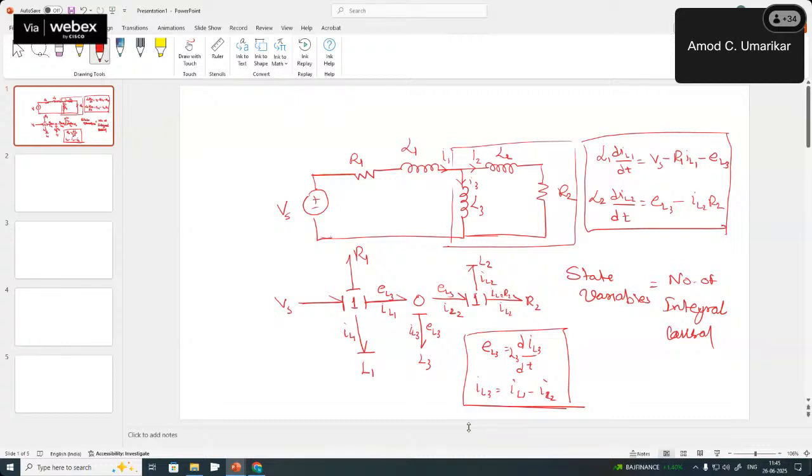Can you please tell me why you have chosen IL3 to be in the algebraic equation? It can be IL2 also. Yeah, it can be anything. IL2 also can be an algebraic equation, then we'll get the integral causal in terms of IL3. Either way is possible. That is your choice. Even L1 can be also integral derivative causal. It depends on how you assign causality.